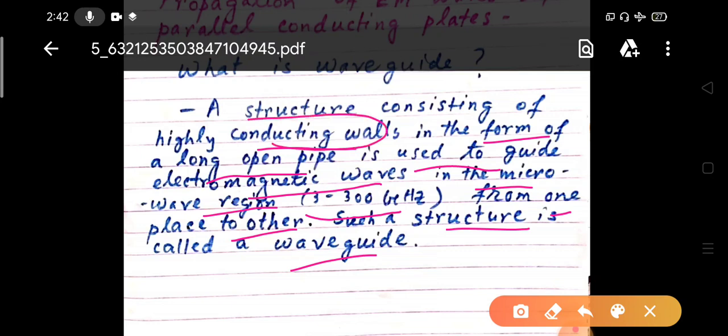So why are we choosing conducting walls? Because in the earlier video, the latest video, I have already discussed that conductors are good reflectors of electromagnetic waves at certain frequencies. So we are using conducting walls as a reflector, and the waveguide is usually used to guide electromagnetic waves in the microwave region, that is, at higher frequencies. At lower frequencies we use transmission lines.